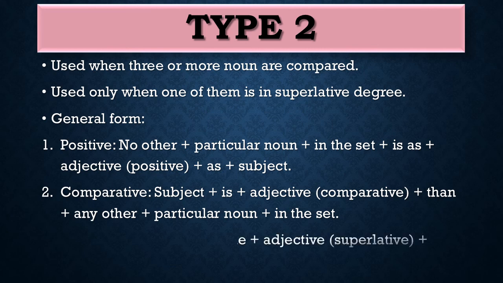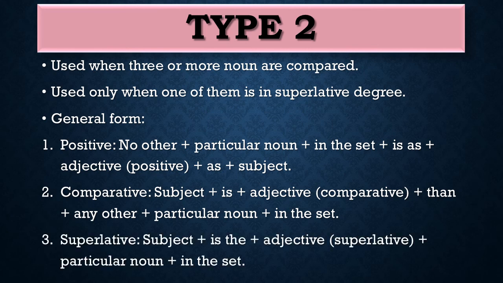Now the next one is the superlative degree. The general form is subject plus is the plus superlative adjective plus particular noun plus in the set. So the subject, as such, is Paras. So Paras is the most studious boy in the class. Note the word the is used before the superlative adjective. So Paras is the most studious boy in the class.